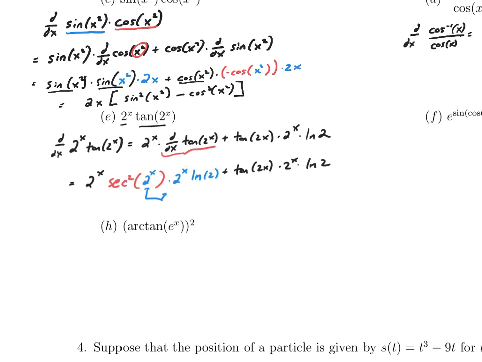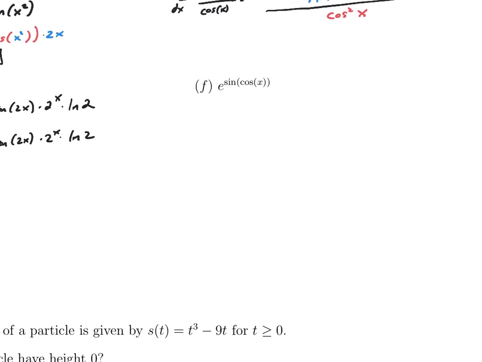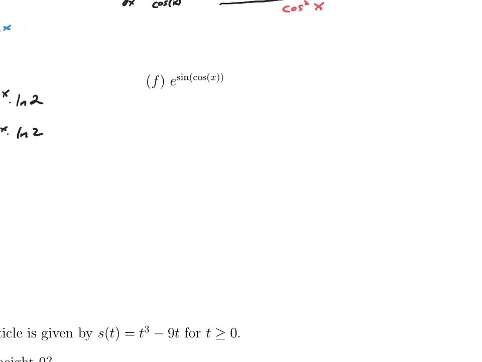Okay. Now for f, here's the thing about f. You have the chain rule multiple times, but let me show you how this works. Because you're really just applying one rule at a time. Let me make this a different color so we can see it. This is going to be e to the sine of cosine of x.